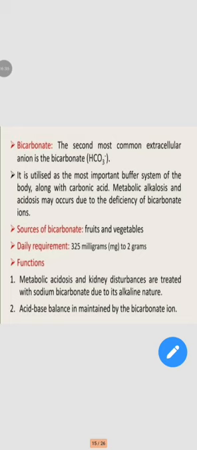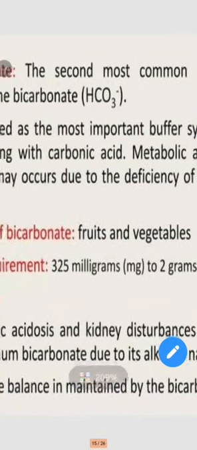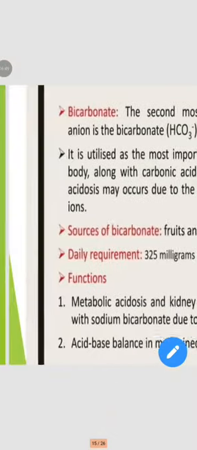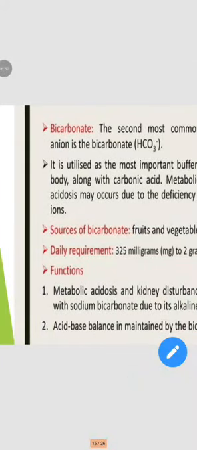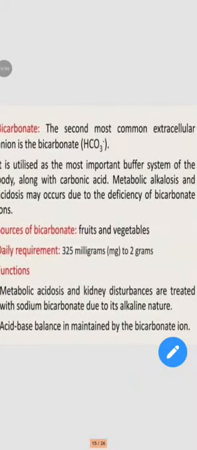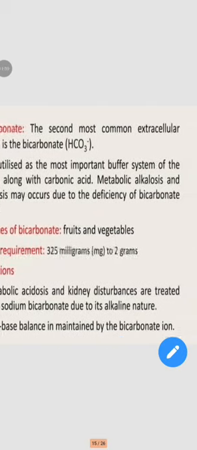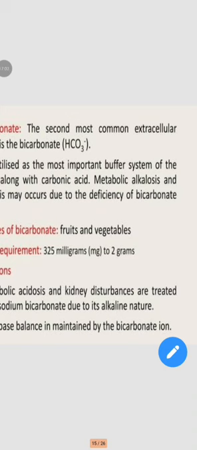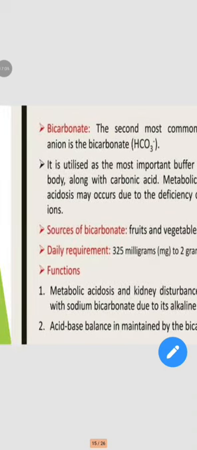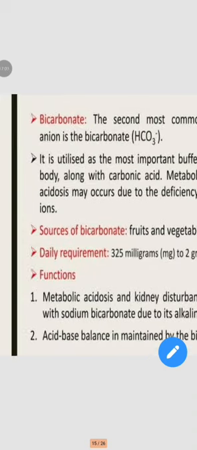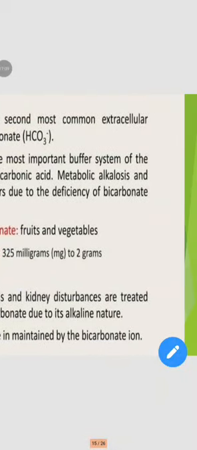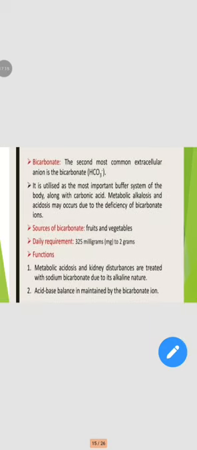The next is sources of bicarbonate. It is mainly present in vegetables and fruits. Daily requirement: 325 milligrams to 2 grams. Then functions of bicarbonate: metabolic acidosis and kidney disturbances are treated with sodium bicarbonate due to its alkaline nature. Acid-base balance is maintained by the bicarbonate ions.